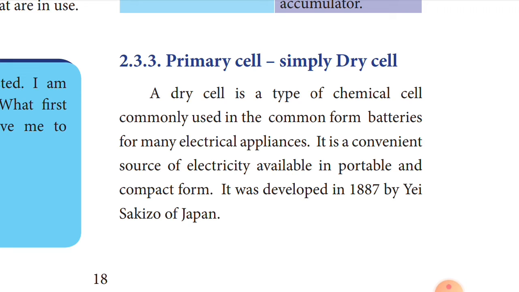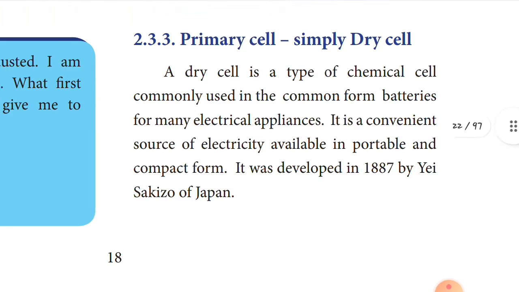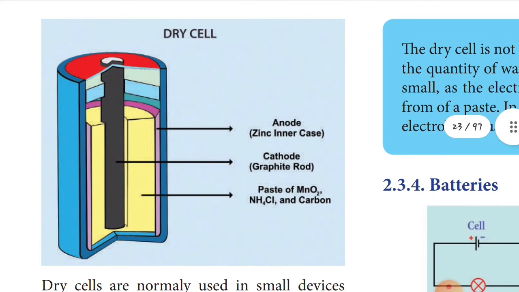Primary cell. Okay, simple dry cell. Primary cells means what? Dry cell. Here the dry cell is a type of chemical cell, commonly used in the form of batteries for many electrical appliances. It is a convenient source of electricity available in portable and compact form. It was developed in 1887 by A. Sakio of Japan. See this nice picture, children?